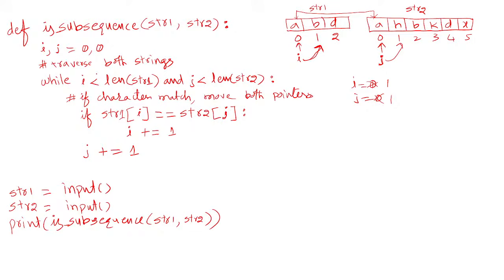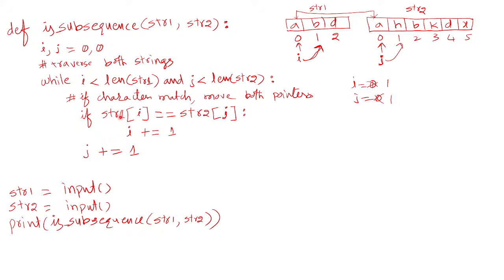Then it goes up again to the while condition. Again it checks: 1 less than length of string 1. What is the length of string 1? 3. 1 less than 3, yes. And 1 less than 5, is it 5 or 6? Is it 6? Okay, 1 less than 6, yes. Both are true, so the condition is true.